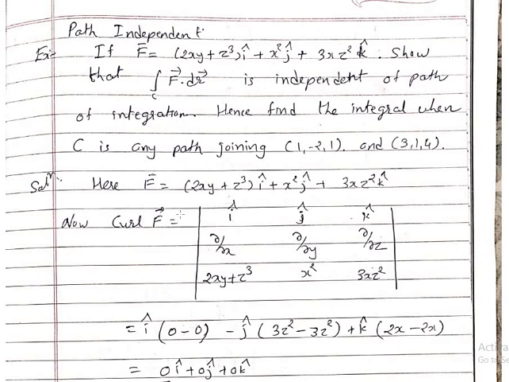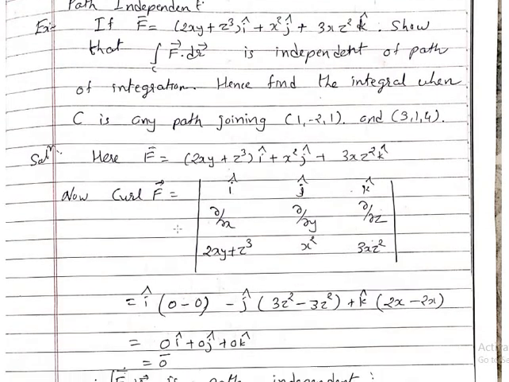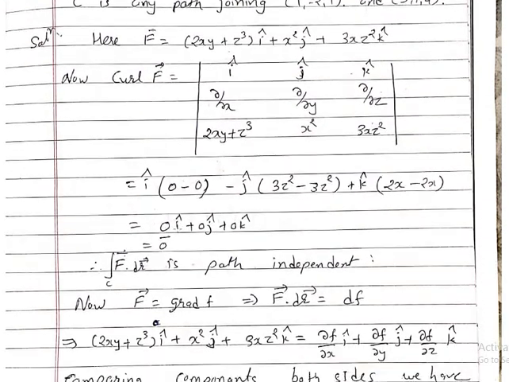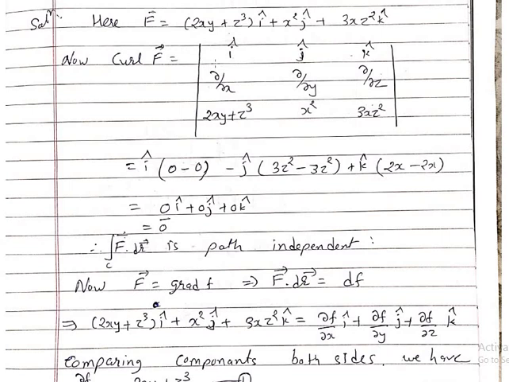So for that we are starting with curl F. By the definition of curl, we are starting with the determinant of i, j, k; del by del x, del by del y, del by del z; the i component of F bar, that is 2xy plus z cube; the j component, that is x square; and the k component, that is 3xz square.